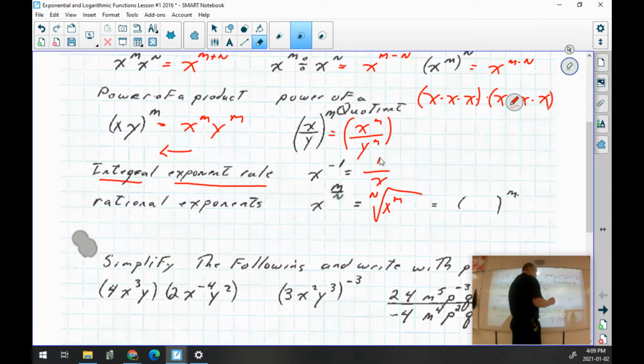Or we can also write it with that power of m outside the radical sign. And again, these are not difficult things for us. Sometimes they're difficult for us to remember, but we've used these extensively in the last 2 years, and we'll continue to use them extensively as we go through math.